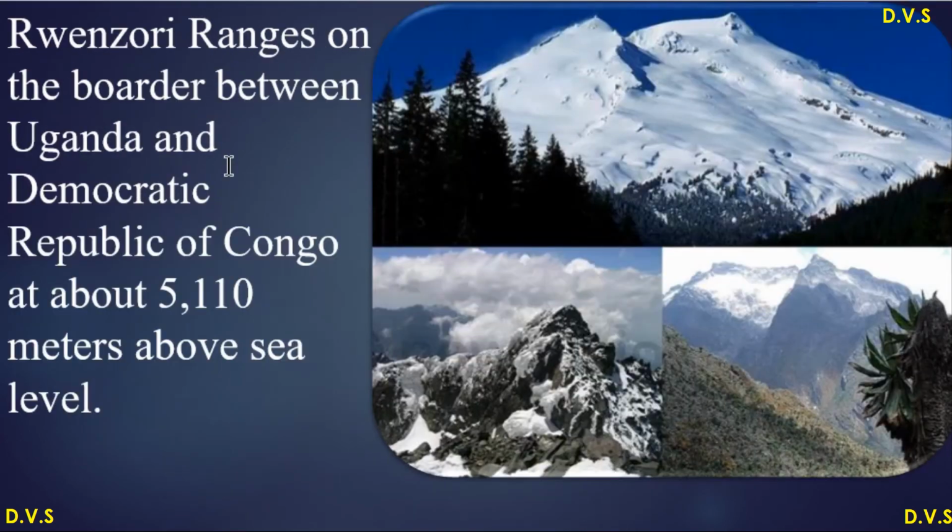Then we have Mountain Rwenzori, which is a block mountain on the border between Uganda and the Democratic Republic of Congo, at about 5,110 meters above sea level. As you are seeing in the photograph, it is a snow-capped mountain.